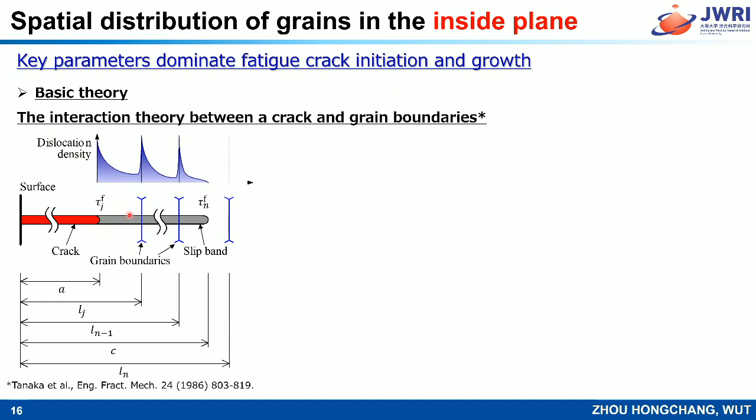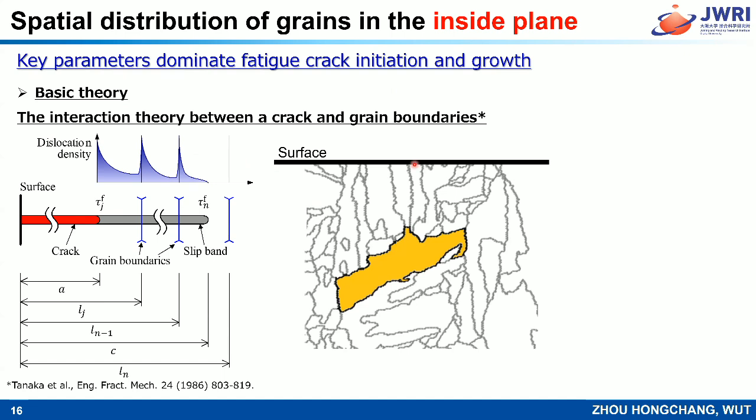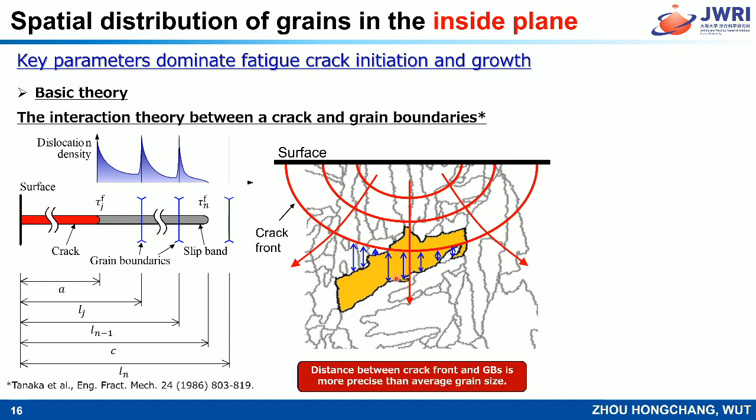So therefore, when we check the crack growth in the inside plane, in this process, we will focus on the crack front. And now we will focus on the relationship between the crack front and the grain. So we care about the distance between the crack front and the grain boundary. And this is a very important parameter, that the distance between the crack front and the grain boundary is more precise than the average grain size.